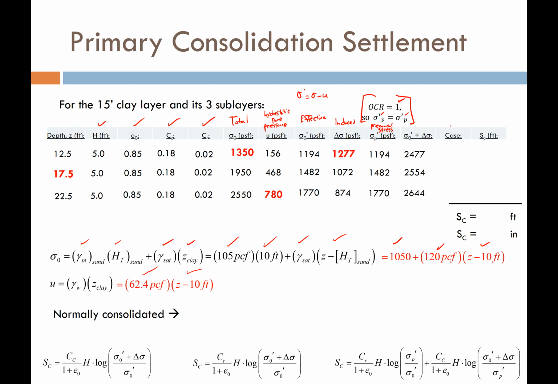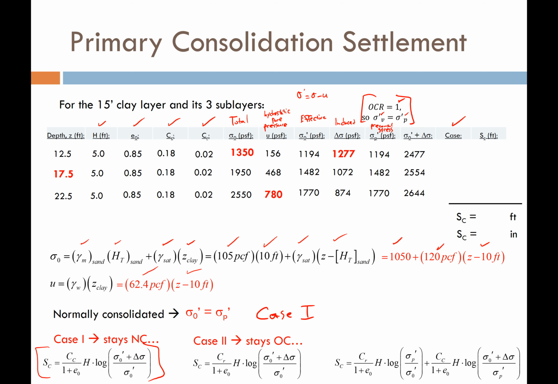Now we need to decide what case it is. Now this is tricky, remember? We know that the soil is normally consolidated, meaning that the current effective stress is equal to the pre-consolidation stress. And whenever the soil is normally consolidated, we know then that the soil is going to be a case 1, what I call the case 1 from the consolidation lecture. So if it's case 1 and the soil is going to stay normally consolidated, we're going to use this equation to compute settlement for that sublayer.